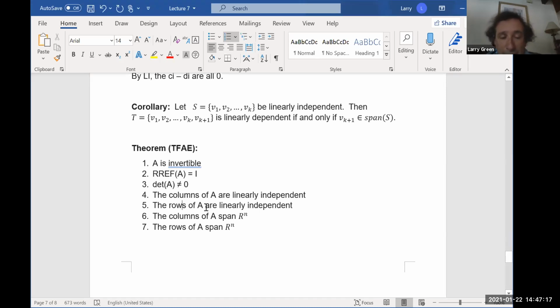When you RREF it. Okay, what about the span? The columns span Rn. Okay, so if the columns don't span Rn, that means we can add another vector in there and get linear independence. Is that clear? That was the last theorem. You know, the corollary is you can just add another one.